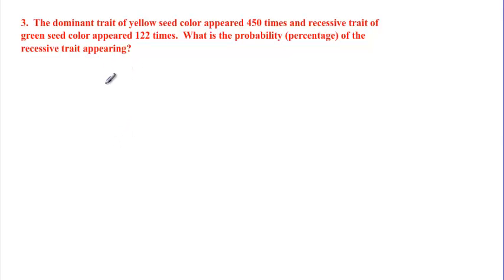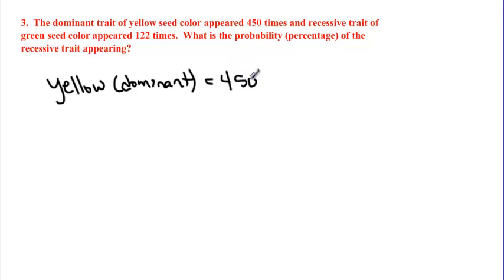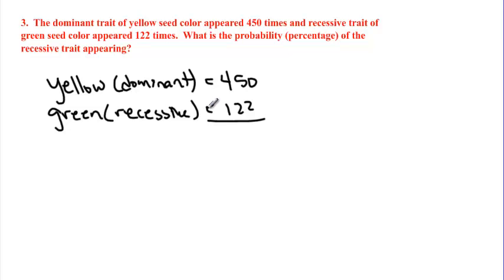This one is on probability, and there was a short little 4.5-minute video talking about this, giving an example. So we're going to see here that we have a dominant trait of yellow, and that's dominant. And you don't need to write all of this out. You just provide the numbers in the formula. And so that's going to come out 450 times. And then the recessive trait green is going to show itself 122 times.